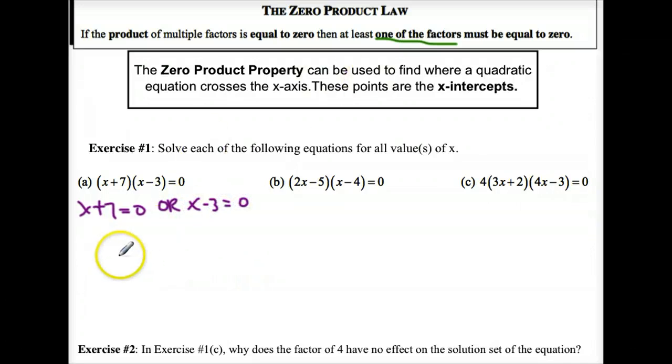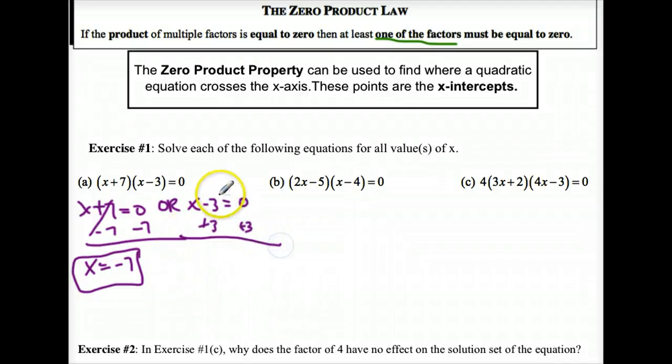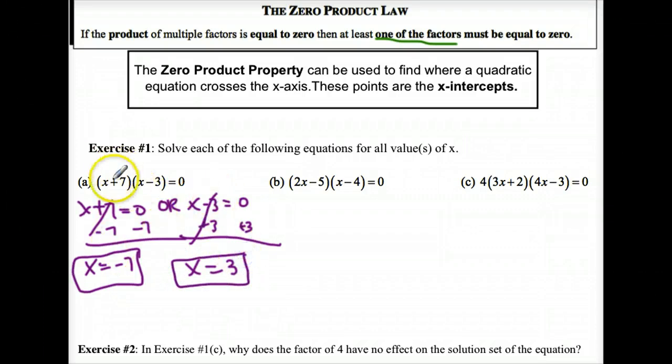From here, these are simple one-step equations where I subtract 7, doing the inverse operation. The 7s cancel, x is equal to negative 7, which is one of my answers. In here I would add 3 on both sides. This cancels, x is equal to 3. So this is telling me if I was to graph this quadratic in a calculator, I will see at x equals negative 7 and x equals positive 3, those are where the graph crosses the x-axis.